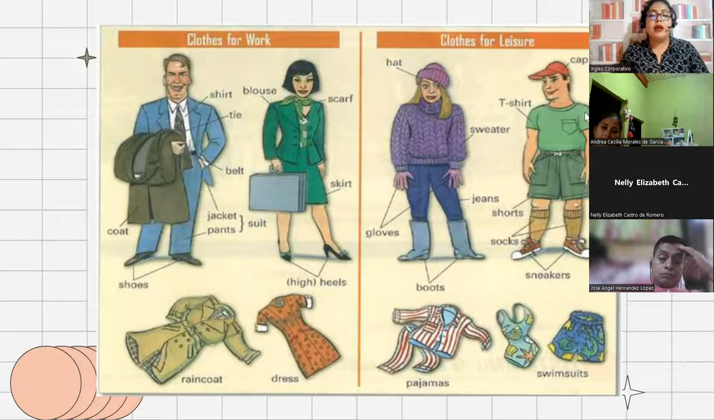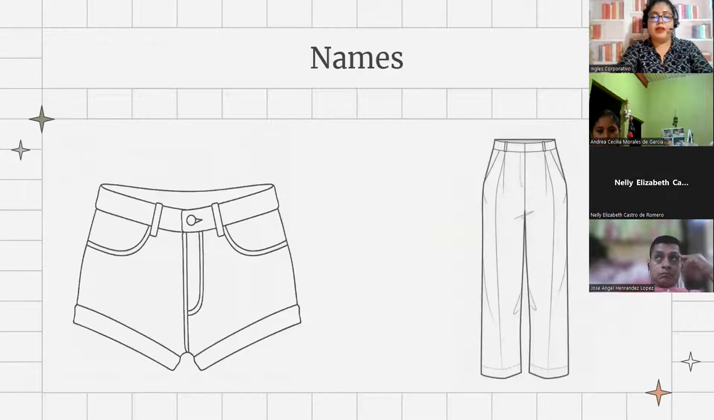So, in this image, we have some elements that we can use when we are talking about clothes. But also, we are going to construct more information related to this vocabulary. And in this case, we have here the next image. Let me see. Okay.